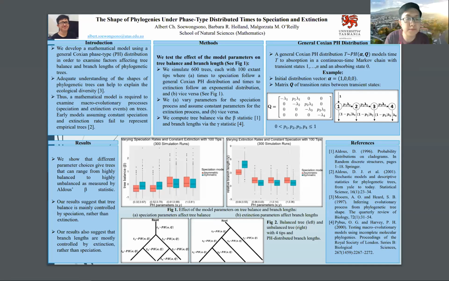Yeah, so we tried the Coxian phase type distribution. That's because there are some results that basically state that if you have a cyclic phase type distribution, in this case a chain moving forward, you can represent that with a Coxian phase type distribution. So that's why we started with the Coxian phase type distribution to study the shapes of phylogenetic trees.